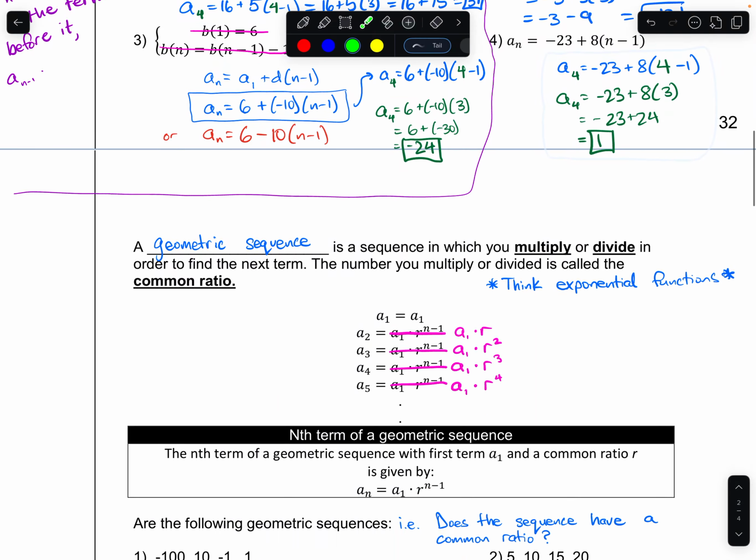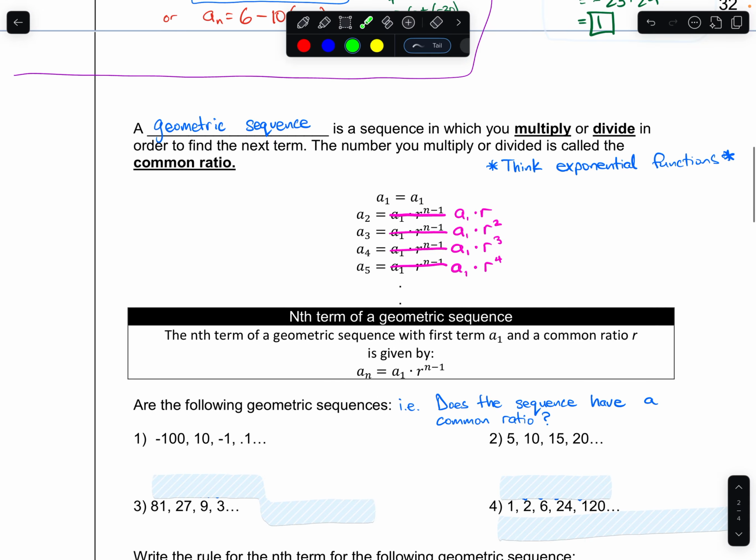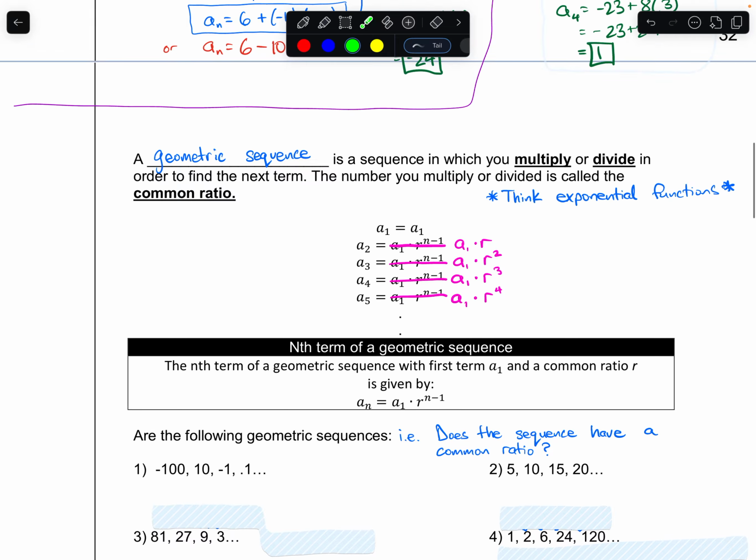Second part of our notes on page 33 is about geometric sequences. They're very similar because there's something you're doing to get from one term to the next. It's just we're multiplying or dividing from term to term. So again, the pink stuff is the typo. Please fix those. I'll give you a moment to write that down. Pause the video if you need.